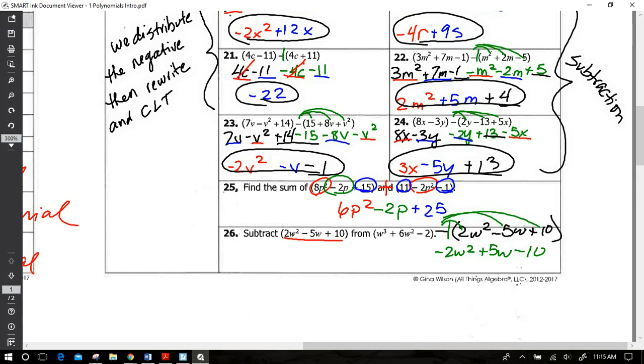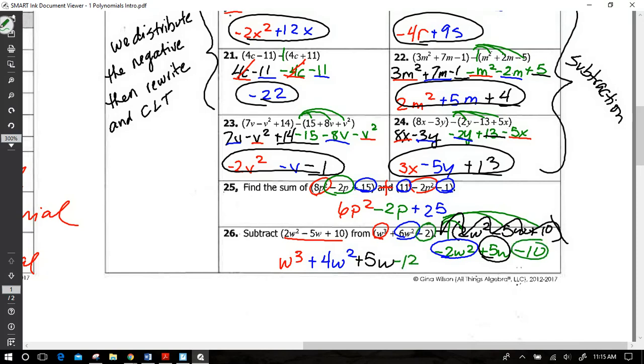So once I've simplified this, I am really not using any part of this anymore. So I've got w cubed. I have got w squares, and that's going to give me 4 of them. Next, I've got a 5w, nothing to combine that with. And then I've got a negative 2 and a negative 10, which is negative 12. And that's my final answer.